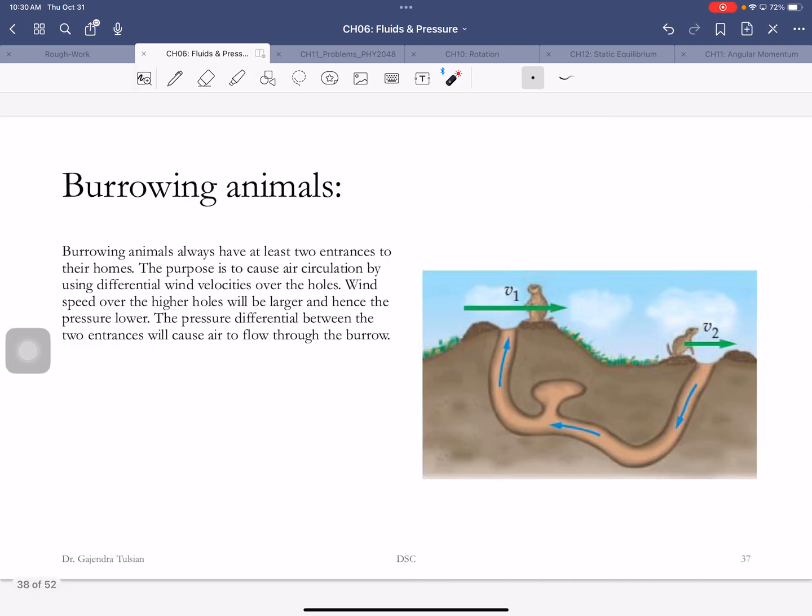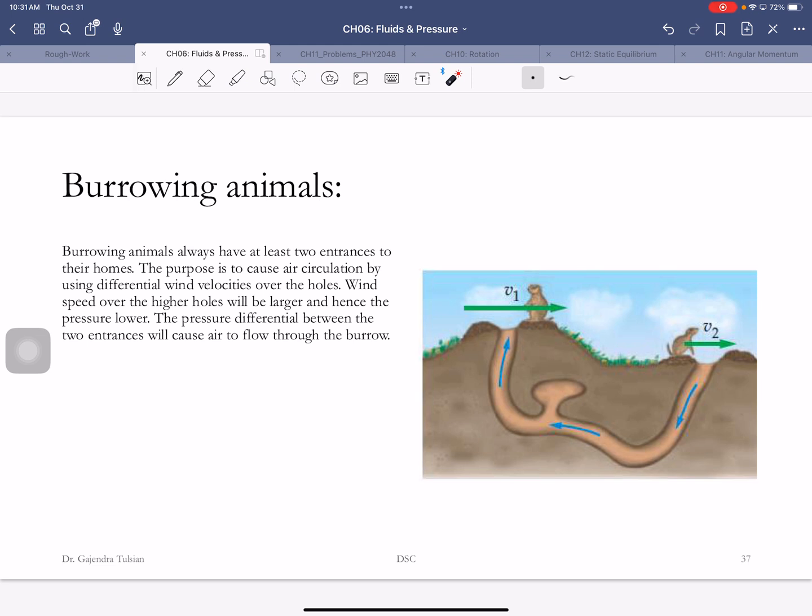Here's nature using it as well. These buggers are pretty smart. So what they realize is that air flows at a higher elevation, air flows faster. The further up you are, because there's no friction on the ground. So higher up, air flows faster. So these burrowing guys, the one entrance is higher than the other.